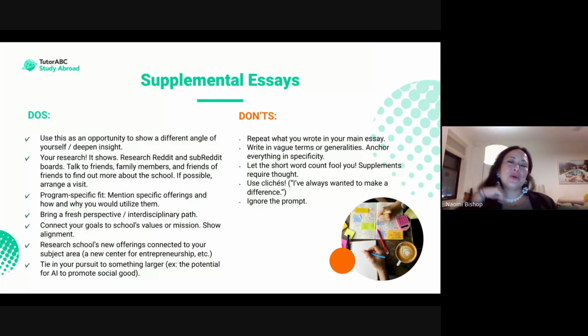Here's some do's and don'ts of supplemental essays. Do's. Use this as an opportunity to show a different angle of yourself and deepen insight. It shouldn't be recycling the same thing that your statement of purpose said, essentially. Your research. Said it before and I'll say it again.